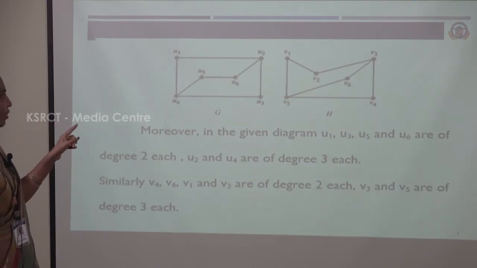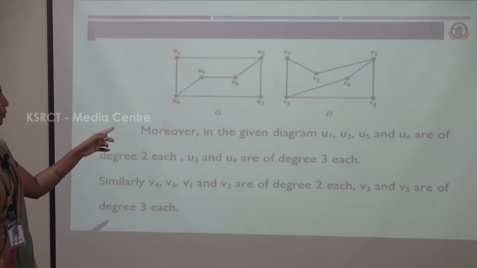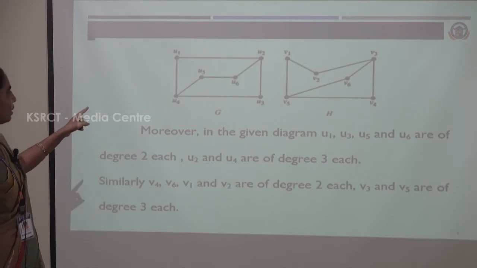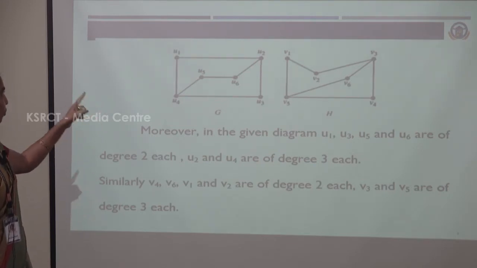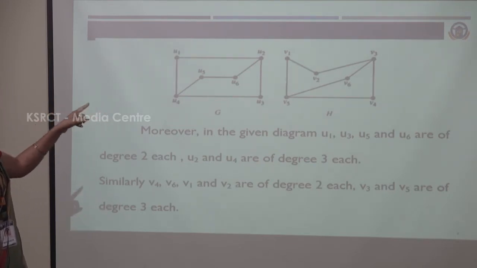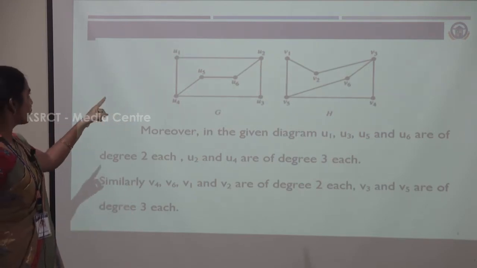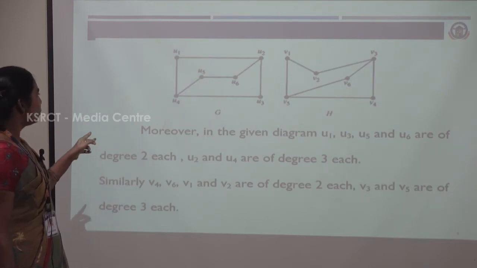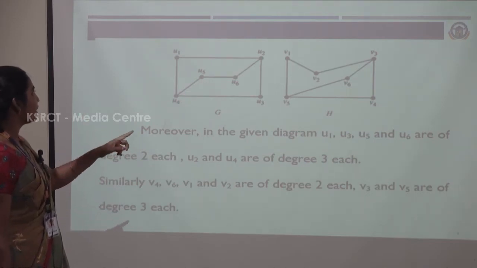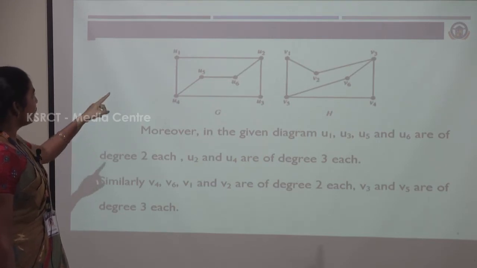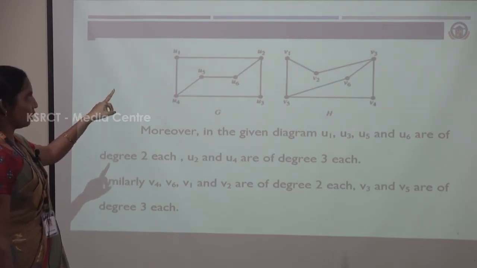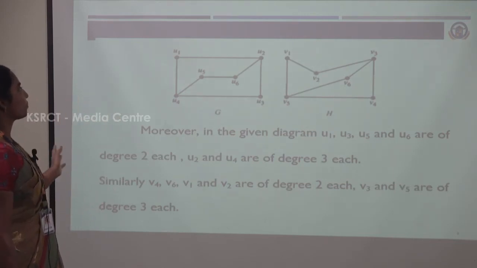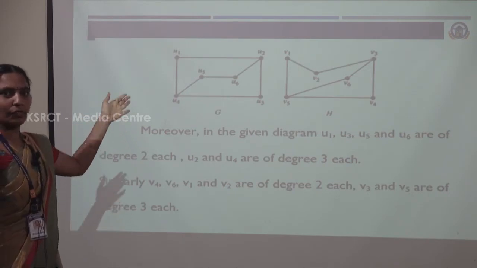Moreover, in the graph, U1, U3, U5, U6 are of degree 2 each. See the G graph. In the G graph, U1 has degree 2, and U3, U5 and U6 also have degree 2 each. And U2 and U4 are of degree 3 each. See the G graph, U2 contains 3 edges, so the degree is 3, and U4 also contains 3 edges, so the degree is also 3.